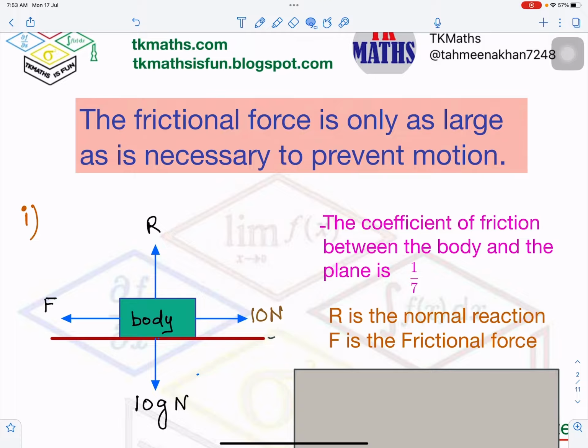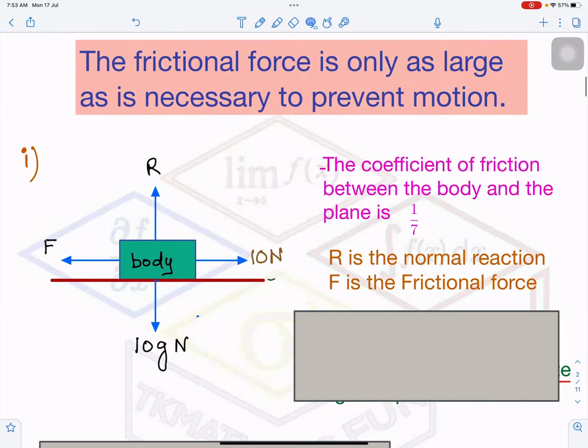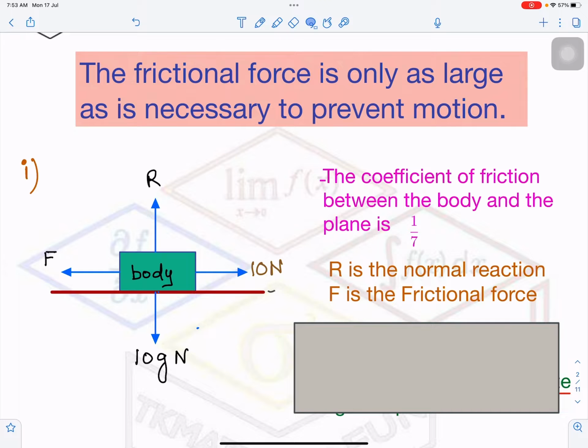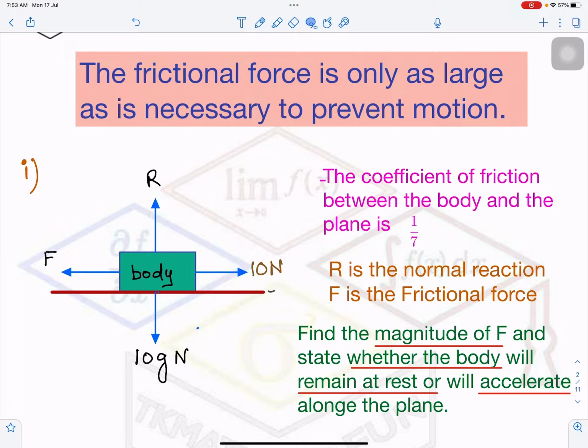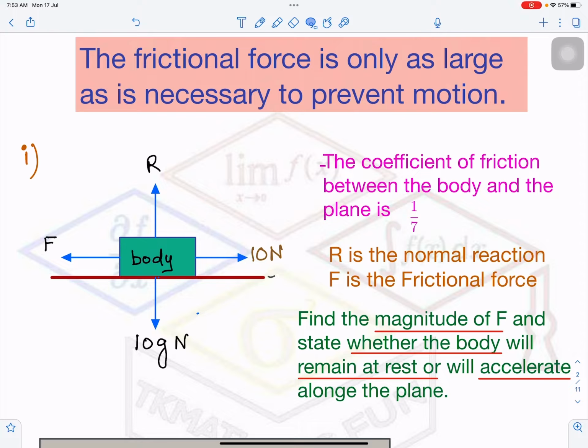the coefficient of friction between the body and the plane is 1/7. R I have told you is the normal reaction, F is the frictional force. The statement initially given was, the frictional force is only as large as is necessary to prevent motion. So first of all, we have to see the maximum frictional force. And then we will find out the magnitude of F which is applied in this question, meaning how much frictional force is necessary to prevent motion in this case. Will the maximum be applied here or not? And then we will decide whether the body will move or it will remain at rest.